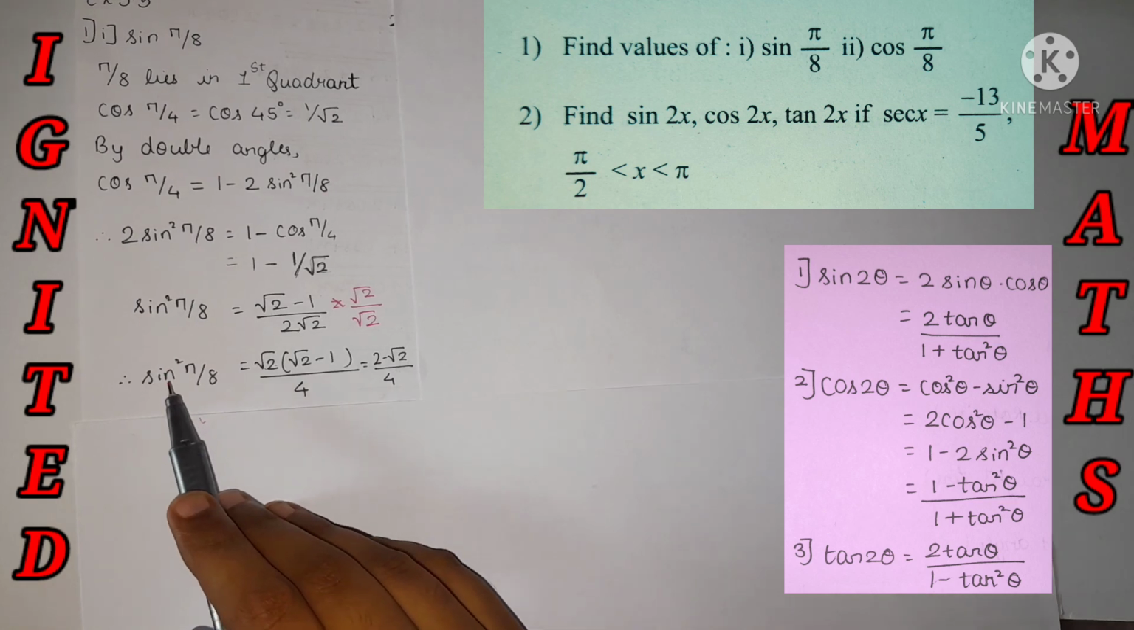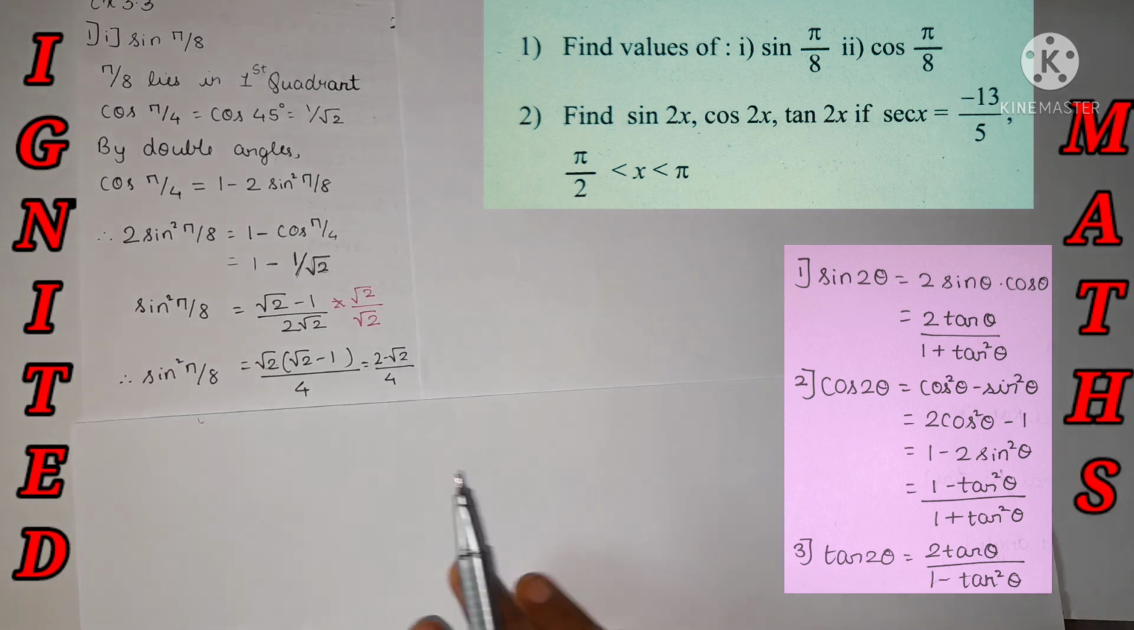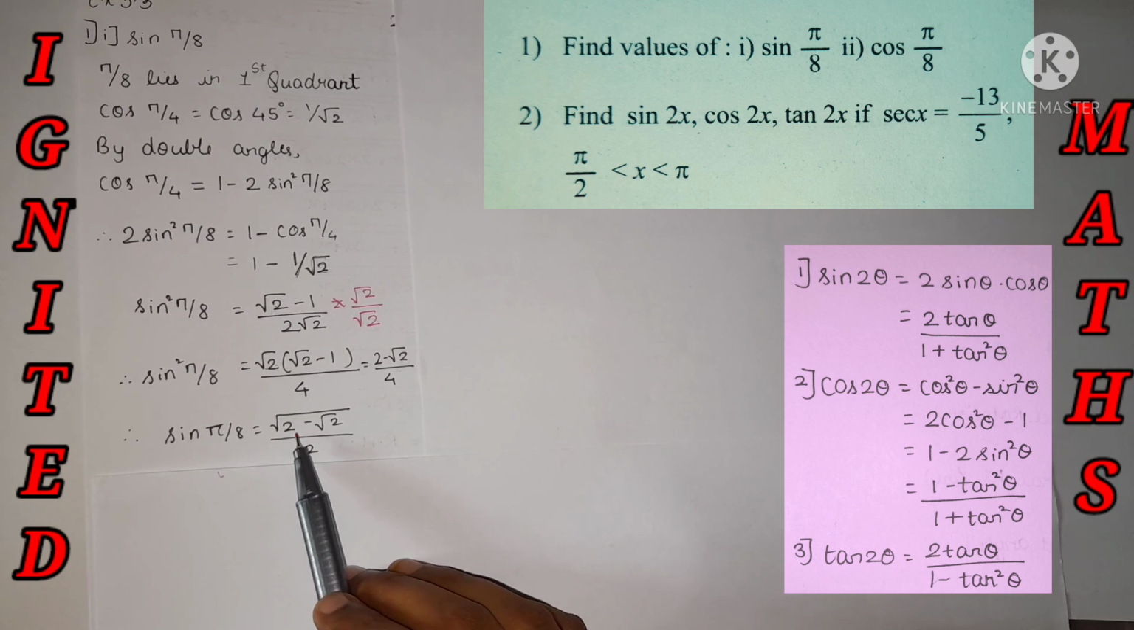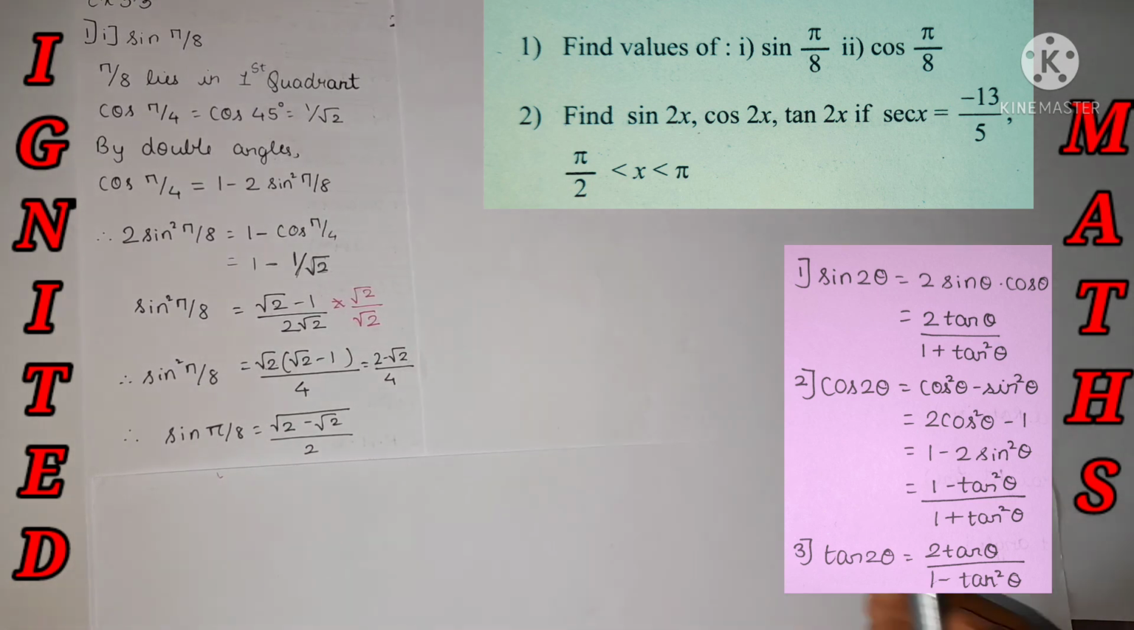Now we need to find the value of sine pi by 8, not sine square pi by 8. So what we can do is take the square root of it. If we take it, then we will get the answer as root (2 minus root 2) divided by 2. Okay, this root 4 is equal to 2.